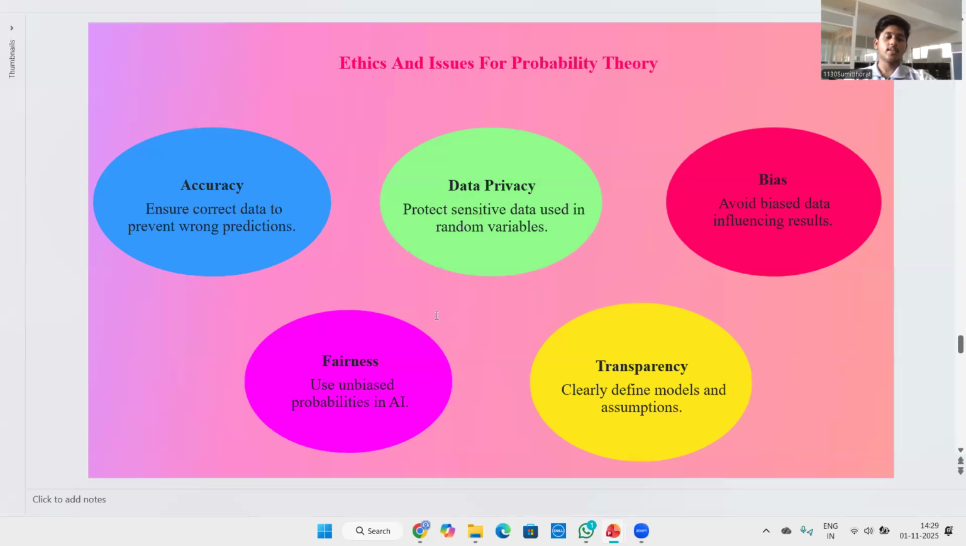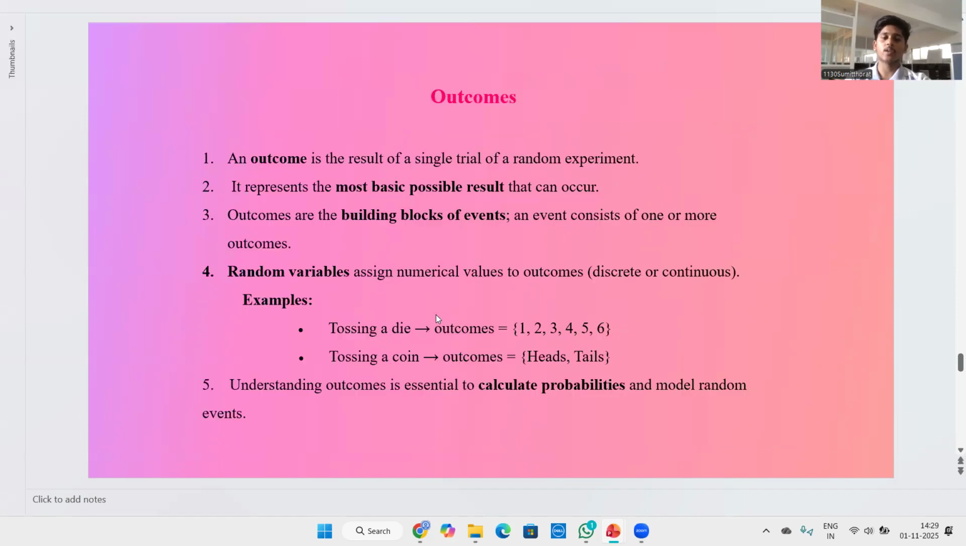Next, we see ethics and issues. In this, we say probability can be powerful, but it can also be misapplied. Incorrect use of data or biased assumptions can lead to wrong conclusions. In AI, ethical probability modeling prevents unfair decisions. We must ensure transparency about uncertainty. Ethical application builds trust in probabilistic systems. When used correctly, it makes decision making more fair and accurate. It is important to balance accuracy with responsibility.